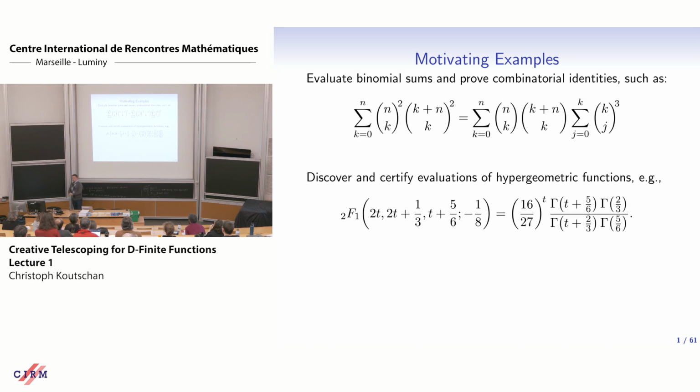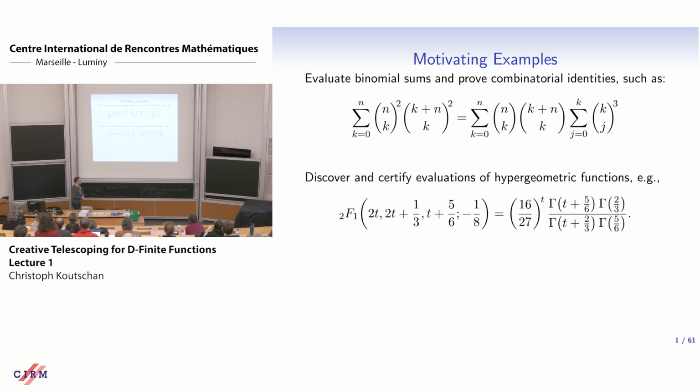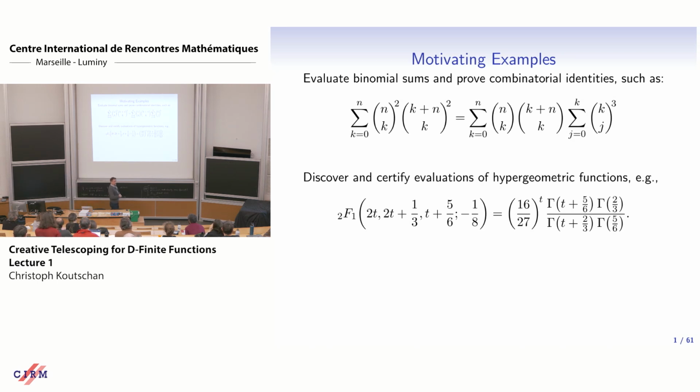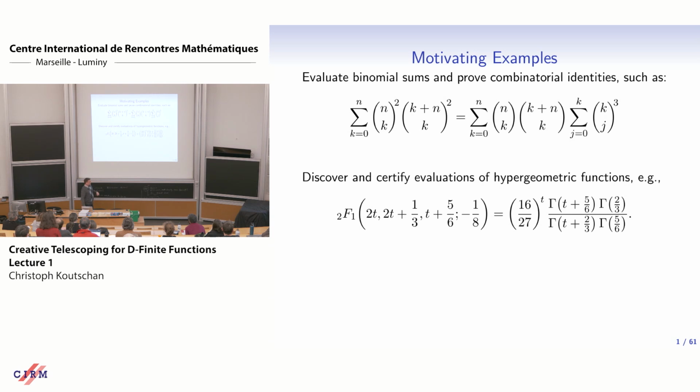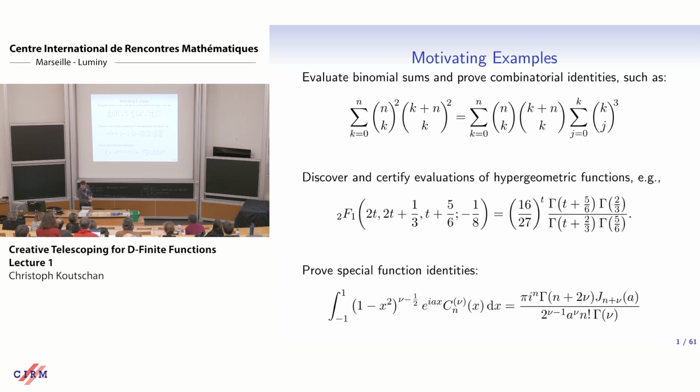If you deal with hypergeometric functions and you want to evaluate them, here you see a particular instance of such an evaluation. This can be done with creative telescoping, and even finding such evaluations. You can prove all kinds of identities among special functions. So here is a prototypical example where we see certain special functions. For example, here the Gegenbauer polynomials, the gamma function, the Bessel function. I will talk a bit about these.